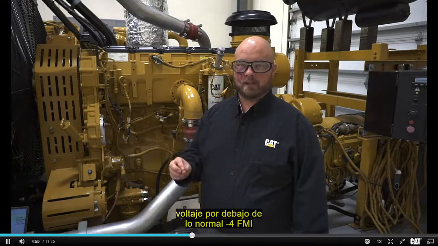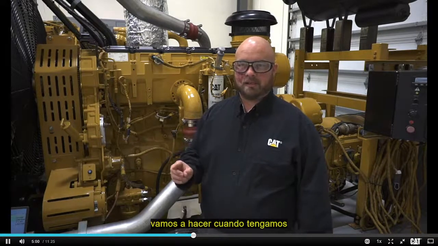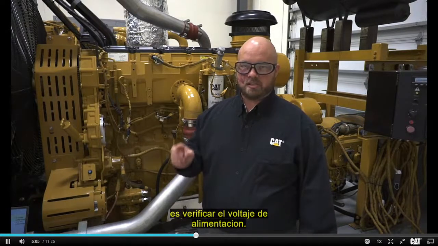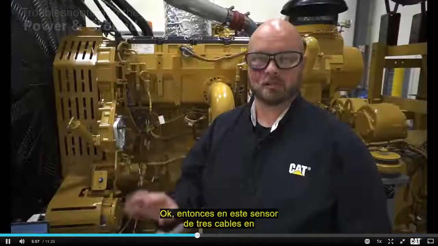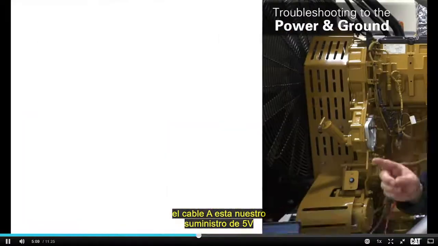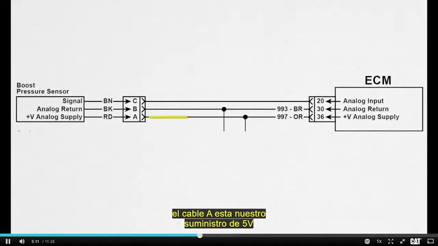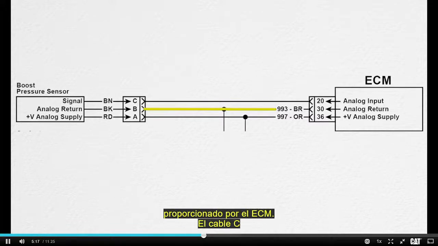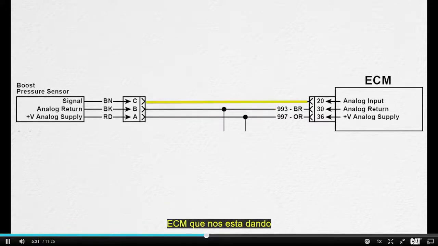The scenario we're going to go through is that we have an active -4 FMI voltage below normal code. The first step when we have any problem with any active sensor is to check for power. On this 3-wire sensor, the A wire is our 5-volt analog supply coming from our ECM. The B wire is our return, also provided by the ECM. And the C wire is the signal from the sensor going to the ECM, giving us that variable DC voltage that we're looking for.